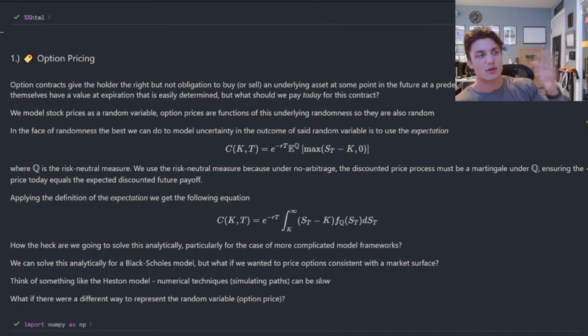So let's get started with this idea of an option contract, right? An option contract is going to give the holder the right but not obligation to buy or sell an underlying asset at some point in the future at a predetermined price. Okay, what does that mean?